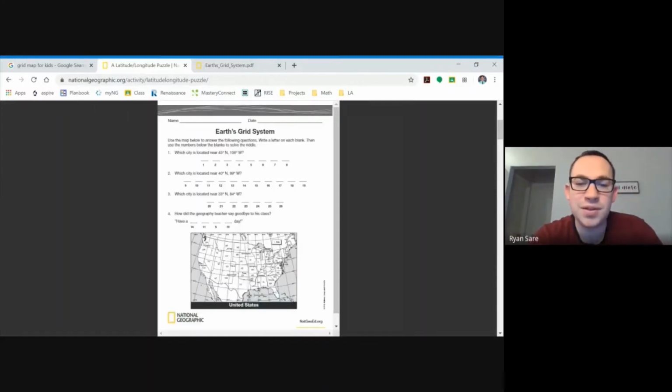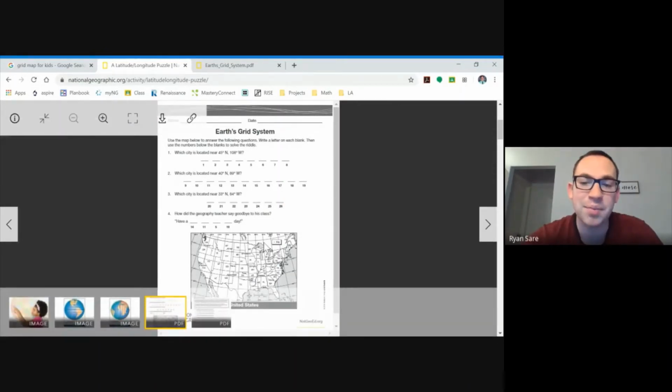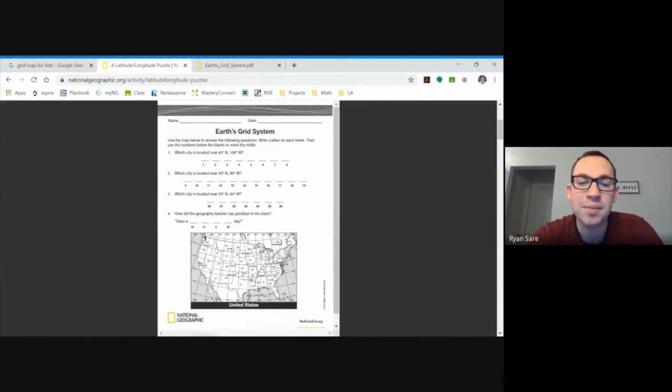Here's what you guys are going to be doing this week. This is just a little worksheet. You can just do it on a piece of scratch paper, but you will need to be able to see this map. And so I'll have this shared with you. And you're going to be using the map to find different cities in the United States.